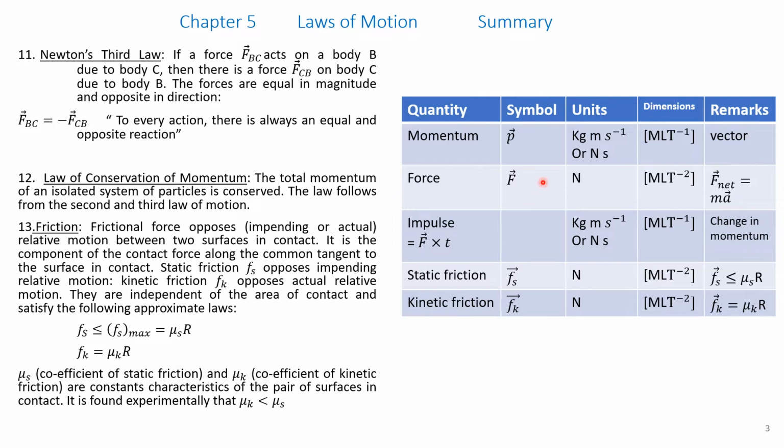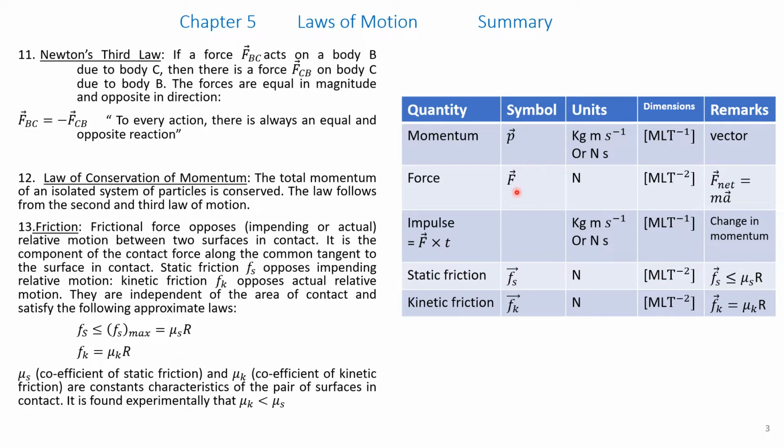In this table shown on the right hand side, we will summarize the physical quantities like momentum, force, impulse, static friction and kinetic friction, clearly mentioning symbol, units, dimensions. Momentum is represented by symbol small p vector and its unit is kg meter per second or Newton seconds, and its dimension is ML T to the power of minus 1 and it is a vector quantity.